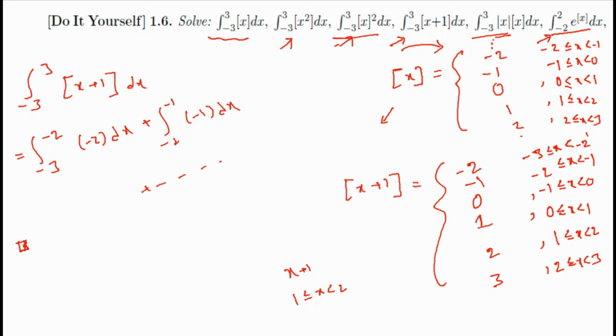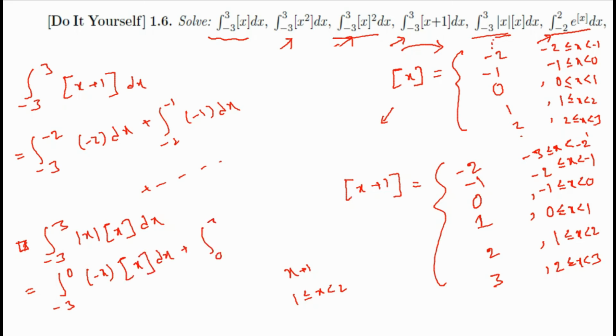Now the next one is minus 3 to 3 mod x into box x dx. Now what you can do, just so minus 3 to 0, mod x is minus x, so minus x into box x dx, plus 0 to 3 x into box x dx. Now you can just integrate, means use the box function from 0 to 3 and 0 to minus 3. So you can solve that one also.